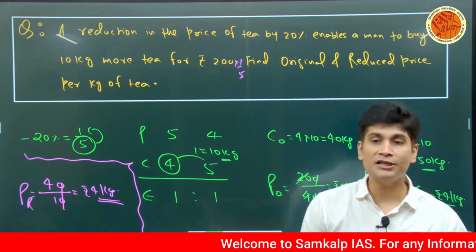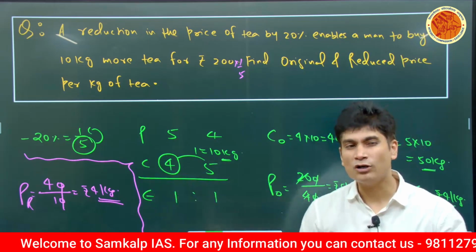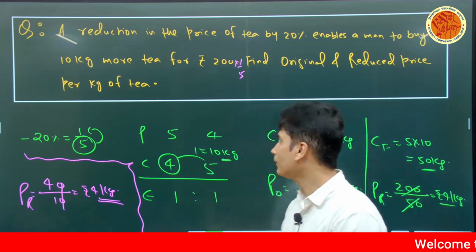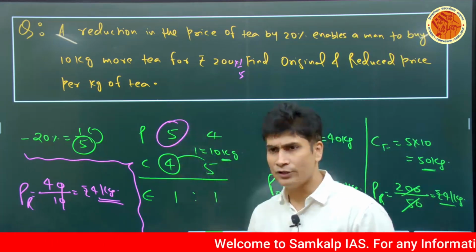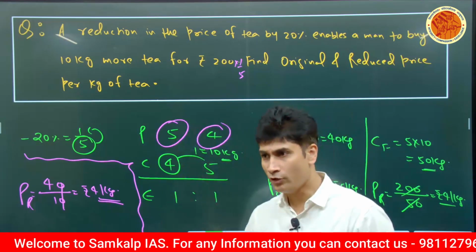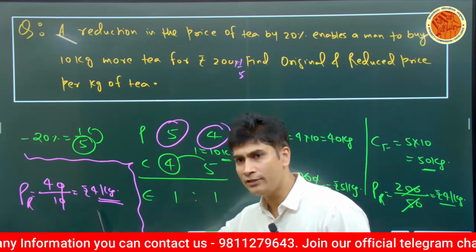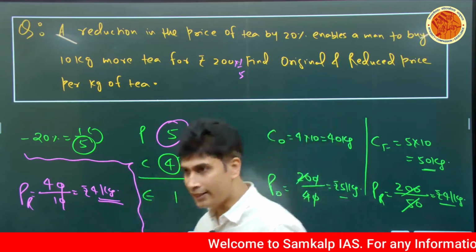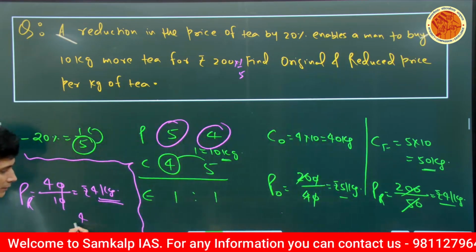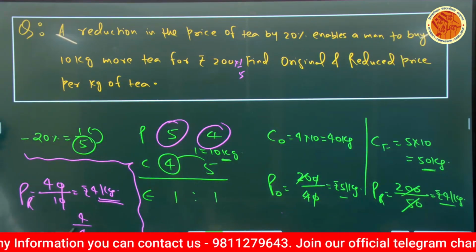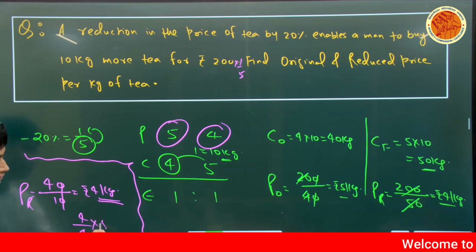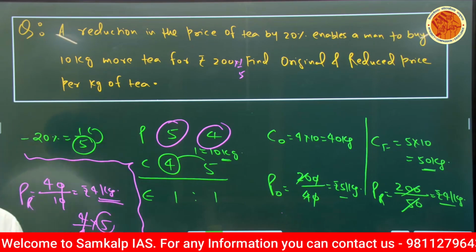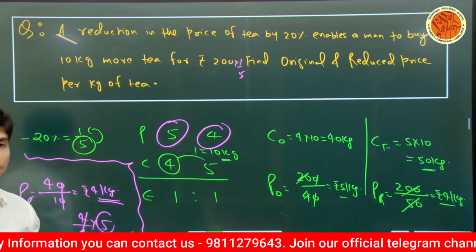Okay. Now your question is, if this is the reduced price, then what will be the actual, original price per kilogram? It is very simple. When your original price was 5 units, then the reduced price was 4. Here the actual reduced price is 4 units, then the original price will be 5. If 4 is represented by 4 only, that means you got the value of 1 unit, then 5 will be represented by 1 into 5, that means 5 rupees per kilogram original price.